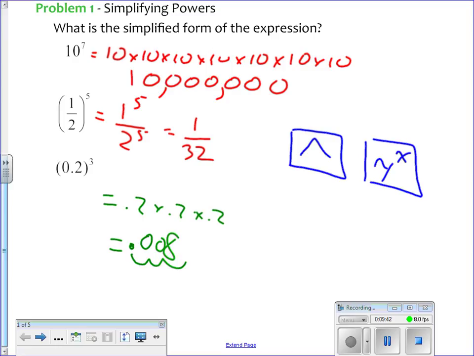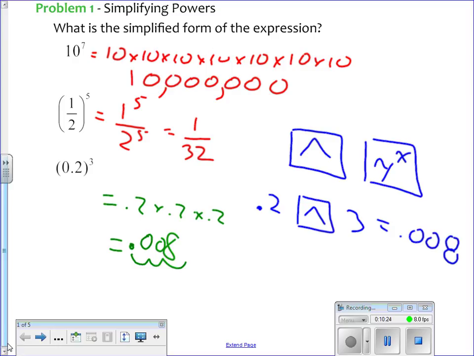To do this one on your calculator, 0.2 to the 3rd, this is what you would do. You would type in 0.2 and then hit the caret key and then hit 3. And then do the equals and you would get 0.008. Okay? So your calculators will do this for you. Do not rely on your memory. Don't guess. Work it out. I want you to be able to do them without your calculator as best you can. But if you need your calculator or use it to check your work, feel free.